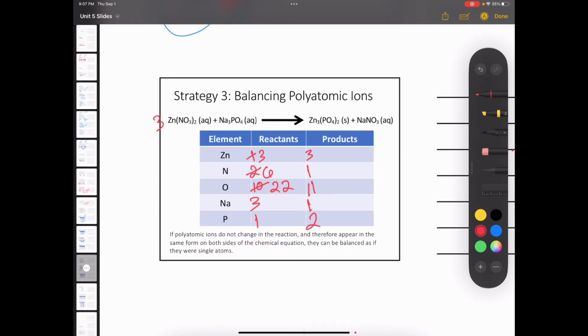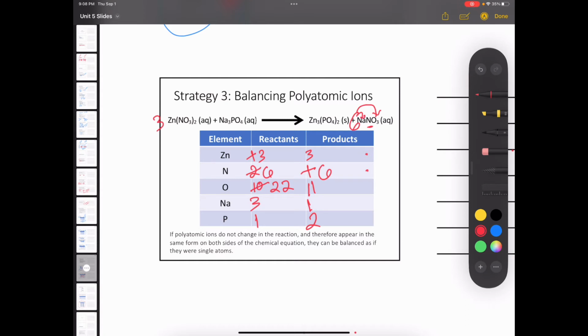Let's do the nitrogen. For the nitrogen, I have 6 on the reactant side, and I have 1 on the product side, right here. So what I can do is multiply the sodium nitrate with a 6. This takes care of the nitrogen, and the nitrogen is now 6. So the nitrogen is balanced. The zinc up to this point is balanced, the nitrogen is balanced. But as you guessed, the 6 here also changes the count for the oxygen and changes the count for the sodium.